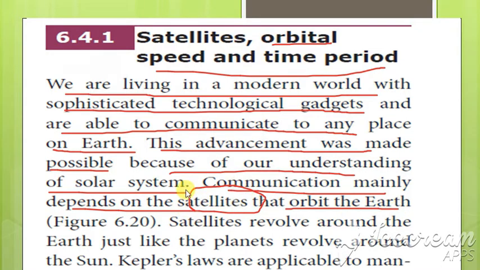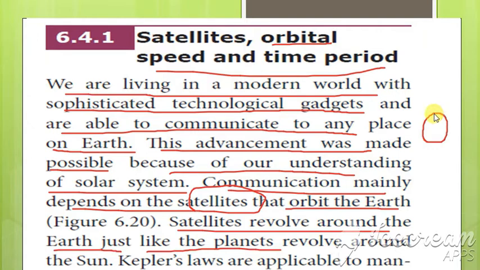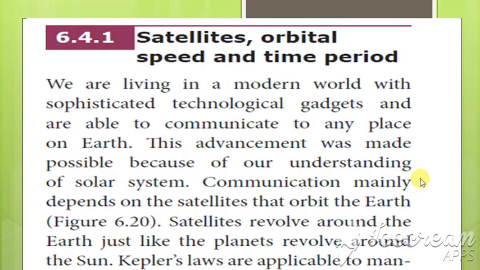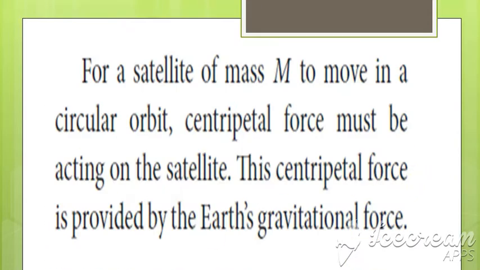The satellites orbit around the earth, just like the planets revolve around the sun. Just as the planets revolve around the sun, in the same way the satellites also revolve around the earth. If you consider this to be the earth, whatever satellite is launched revolves around the earth.